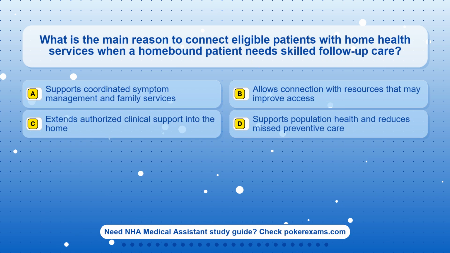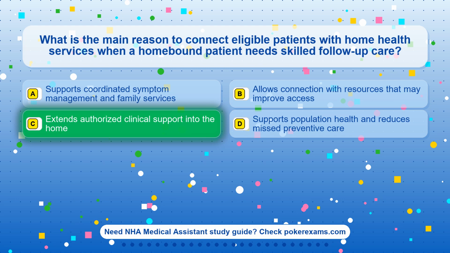Question 24. What is the main reason to connect eligible patients with home health services when a homebound patient needs skilled follow-up care? Option A. Supports coordinated symptom management and family services. Option B. Allows connection with resources that may improve access. Option C. Extends authorized clinical support into the home. Option D. Supports population health and reduces missed preventive care.